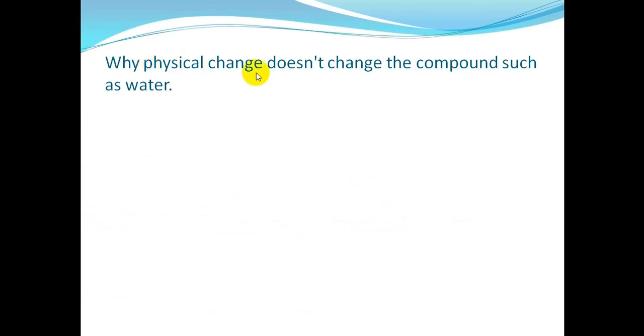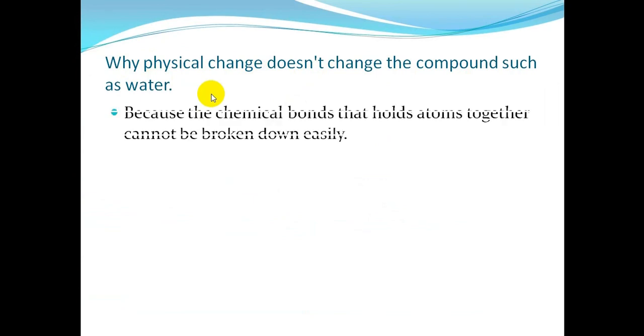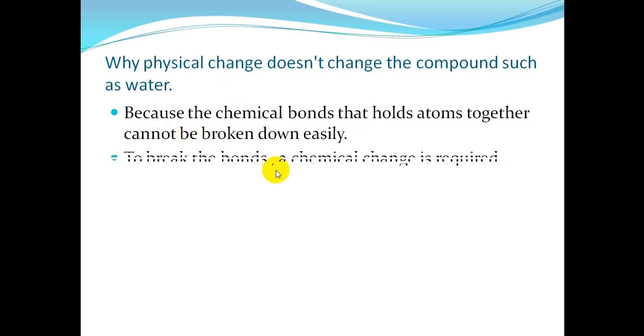Why doesn't physical change change a compound such as water? Why don't physical changes make them change? Because the chemical bonds, as you remember, that hold atoms together cannot be broken down easily. To break the bonds or the connection between atoms, a chemical change is required.